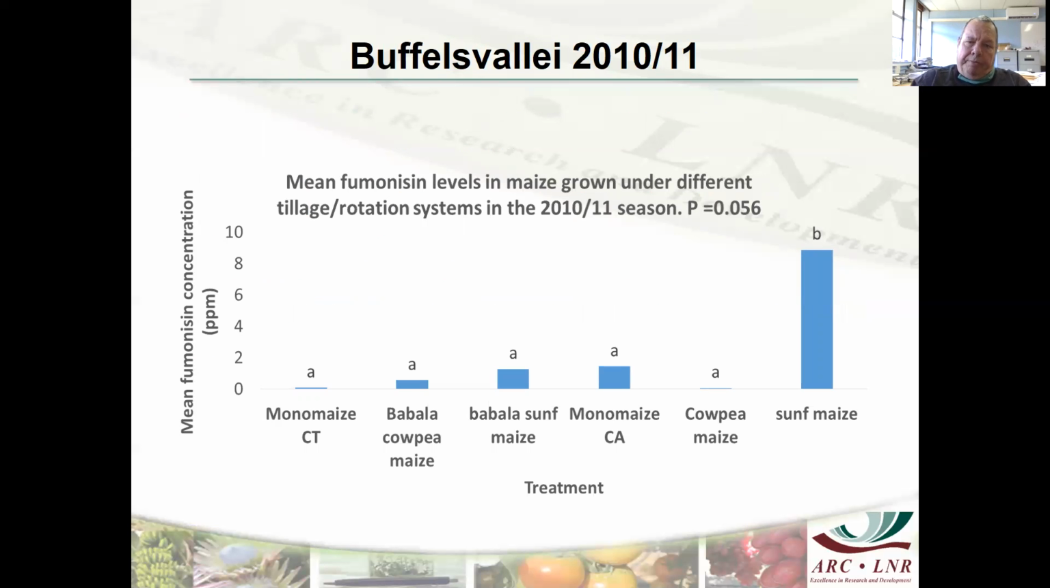At Buffelsvallei 2010-2011, you could see the fumonisin levels were significantly higher in the sunflower maize treatment, and they were the lowest in the cowpea maize and the monoculture conservation tillage. But these did not differ significantly from each other. All the other treatments differed significantly from the sunflower maize crop rotation.